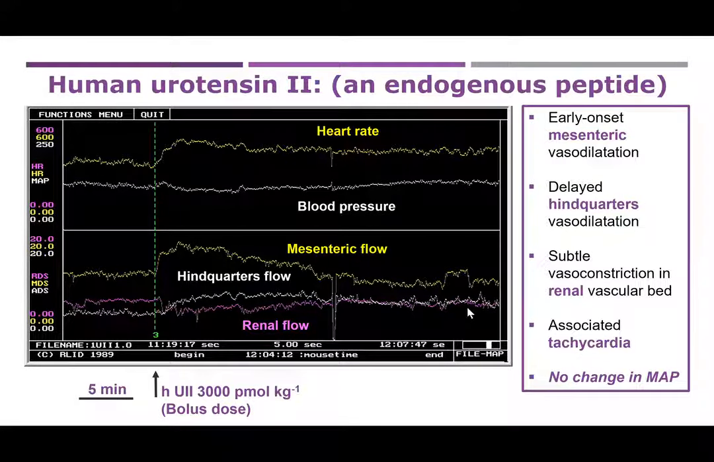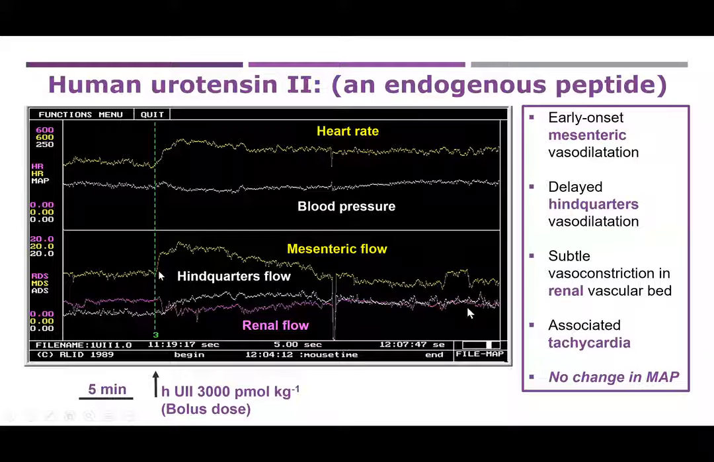And interestingly, what I want to point out first and foremost is that overall there's relatively no change in mean arterial pressure. So this white dotted line along the top doesn't really change. And so if we were using our radiotelemetric approach, we might look at that readout of mean arterial pressure and tick the box that there are no cardiovascular consequences to this endogenous peptide.